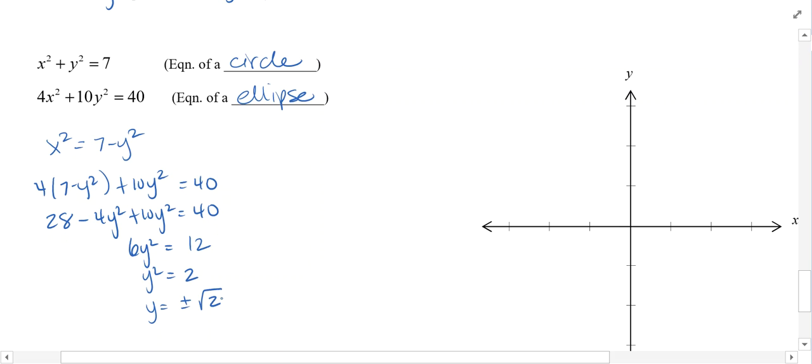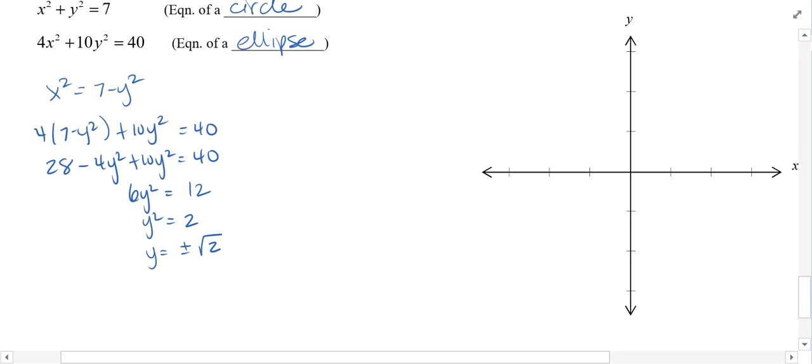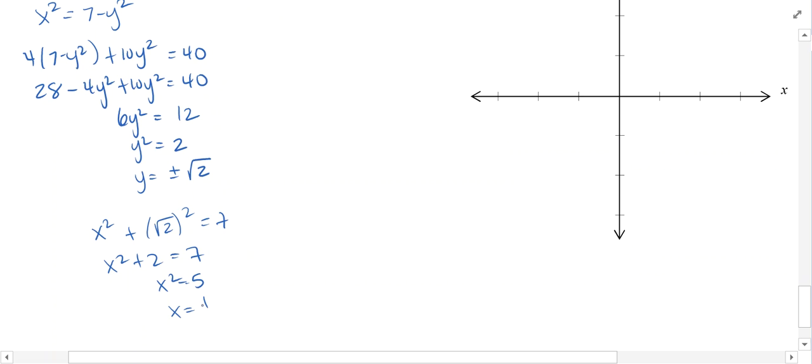So we're going to get 2 answers for y. And then we're going to plug both of those back in. I'm going to use the first equation to plug it back in. So if I have x squared plus the first one, I'm going to do square root of 2 squared equals 7. So x squared plus 2 equals 7. X squared equals 5. And so x will equal plus or minus square root of 5. So for when your y was positive, I'm still getting 2 values for my x.